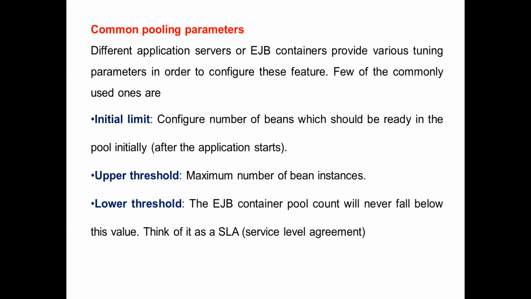That is, we can call it an upper threshold. Then what is the lower threshold? The EJB container's pool count will never fall below this value. It means the count will never be lesser than whatever initial limit you give.